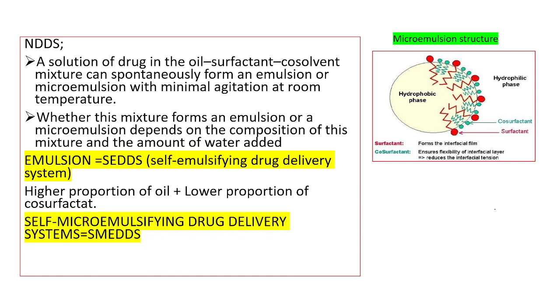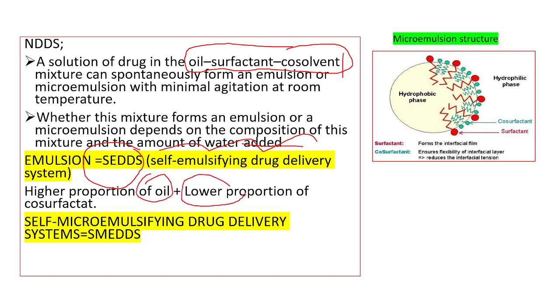Now the concept is formation of SNEDDS, that is, formation of self-emulsifying drug delivery system. The formation of a self-emulsifying drug delivery system depends purely upon the concentration of oil, surfactant, and co-solvent or co-surfactant. Depending upon the concentration of oil, surfactant and co-surfactant, these systems will get formed. If we use a high proportion of oil and a low quantity of co-surfactant, then a self-emulsifying drug delivery system will get formed.